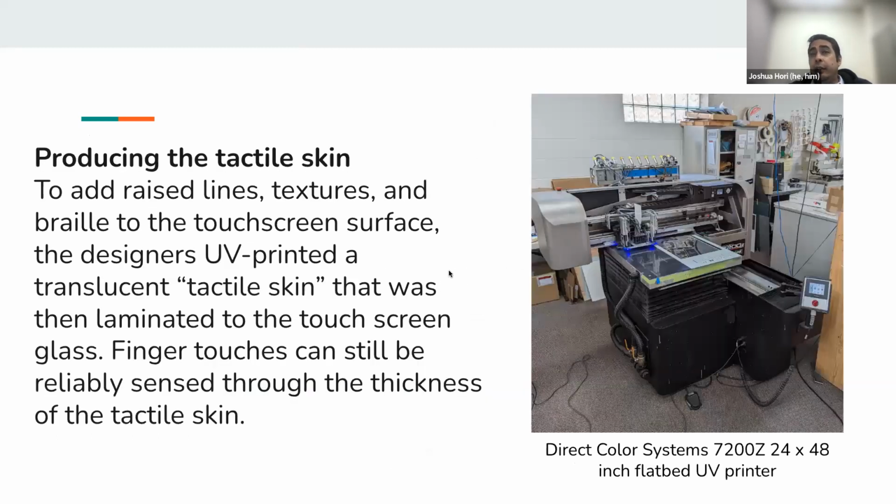So producing the tactile skin, as you can see on the right here, we have a Direct Color Systems 7200Z, which can go up to 24 by 48 inches. It's a 48-inch flatbed UV printer. So to add raised lines, textures, and braille to the touchscreen surface, the designers UV printed a translucent tactile skin that was then laminated to the touch screen glass. So finger touches can still be reliably sensed through the thickness of this tactile skin.